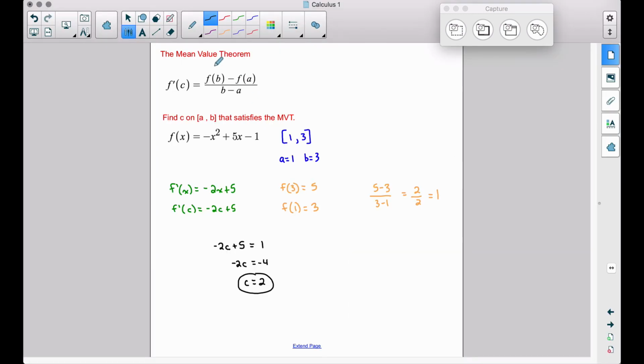And there you have it. That's one example that covers the mean value theorem where we use a quadratic. We will explore other types of functions soon, but this is an introductory example.